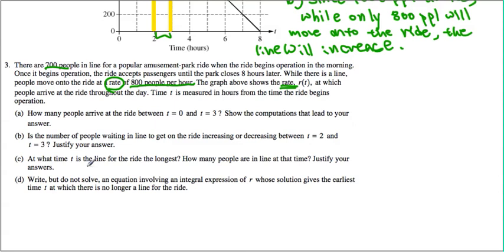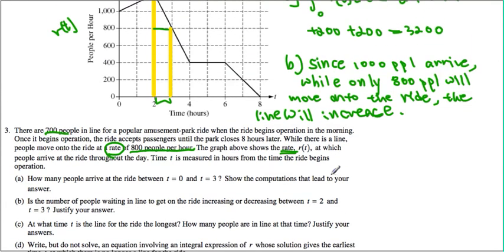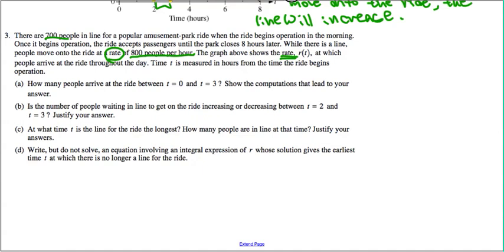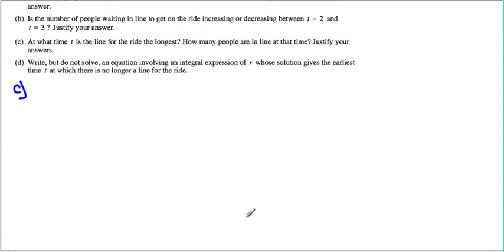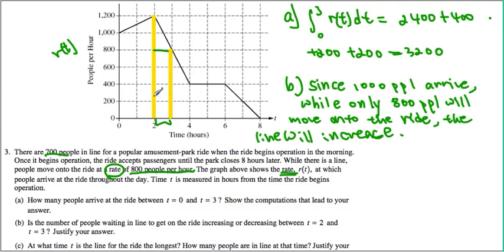At what time t is the line for the ride longest? In fact, how many people are in the line at that time? Justify your answer. So here, let's calculate part C on the bottom. How do you know what affects the length of the line? Let me call it L of t. L of t will be calculated by two things. Initially, we already had 700 people.